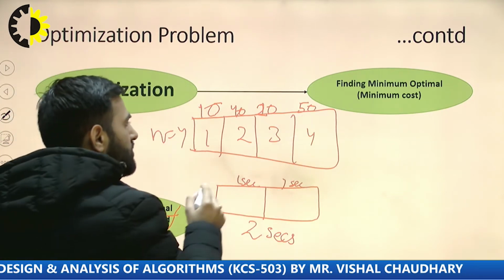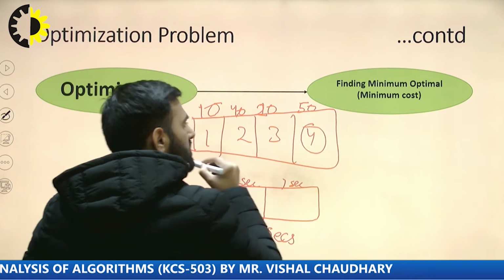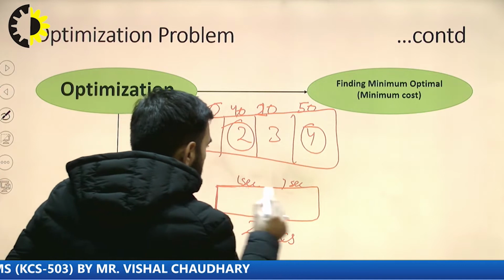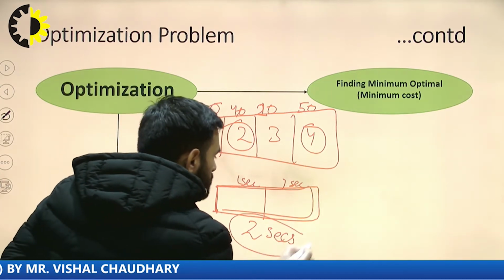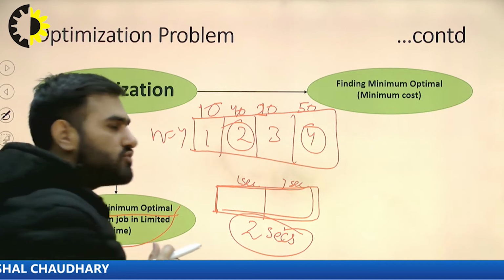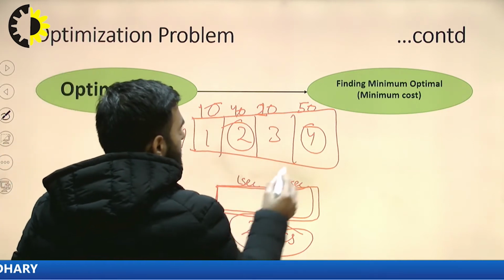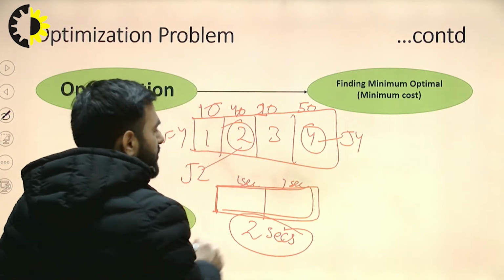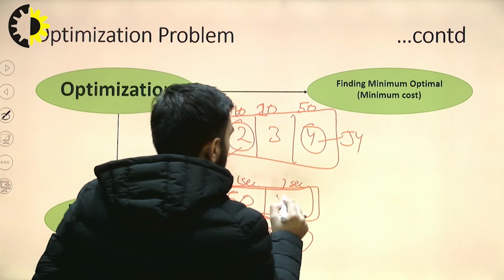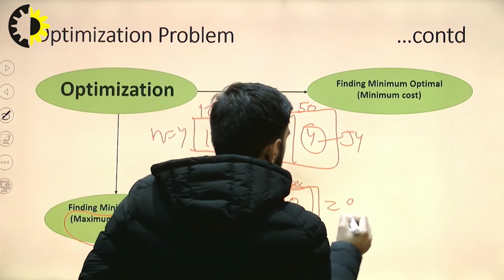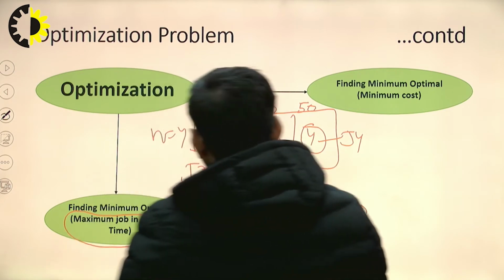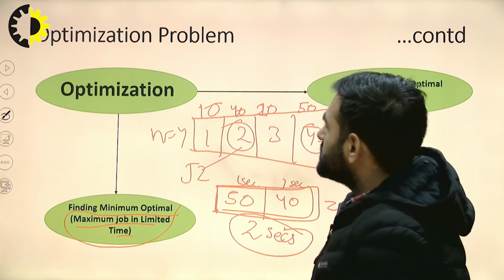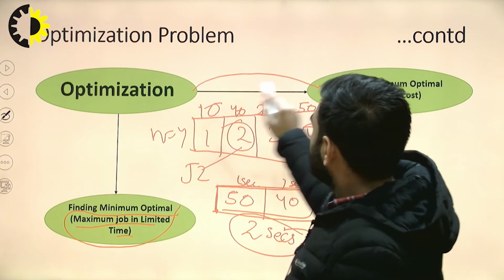So I'll select first 4, then 2. Why so? Because we have only 2 slots, only 2 seconds to perform the job, but we have 4 jobs available. So we will select the jobs which are giving the maximum profit. Here job 4 and job 2 give the maximum profit: 50 and 40. So the maximum profit is 90. This is an example of maximum job in limited time. So these are the 2 approaches for optimization problem.